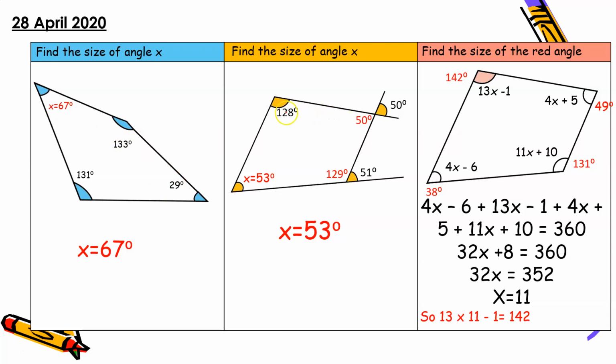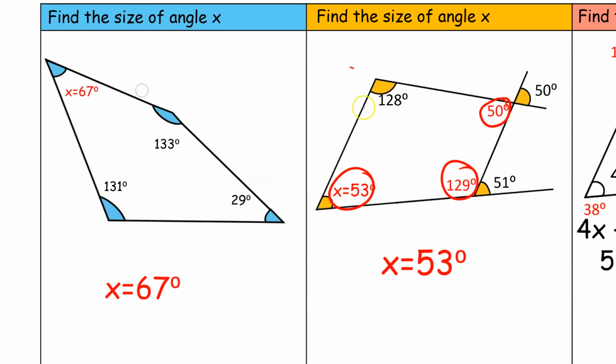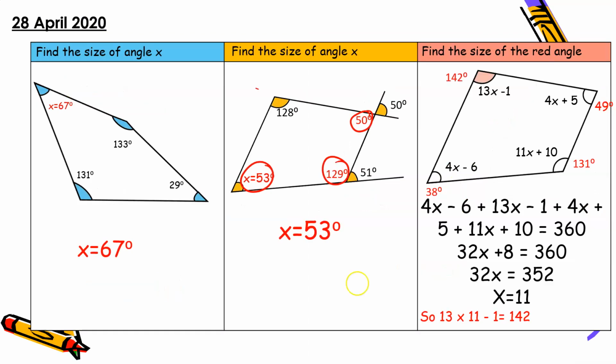This one here, we were just given this angle on the internal here. So we need to use some of the rules that we've used previously. 50 degrees is vertically opposite, so we should have been able to get that one. 129 is supplementary, and that means then if we have three angles here, we can work out the fourth one. So 360 take away 128, 50, and 129, and then that gives us our answer.